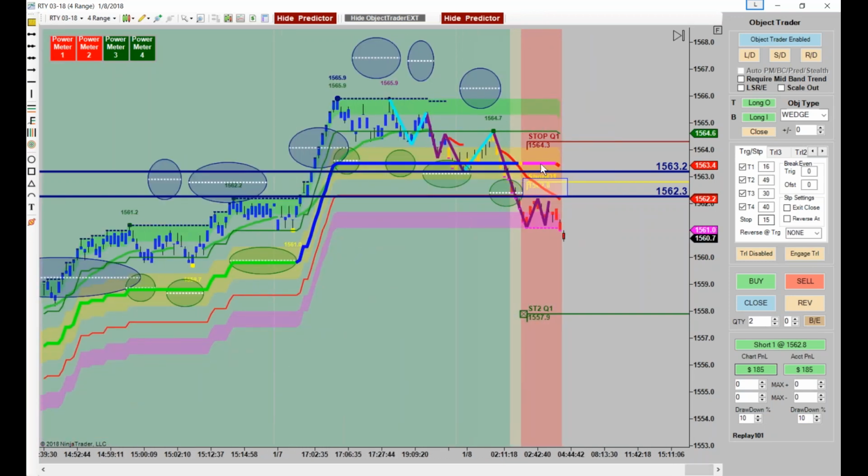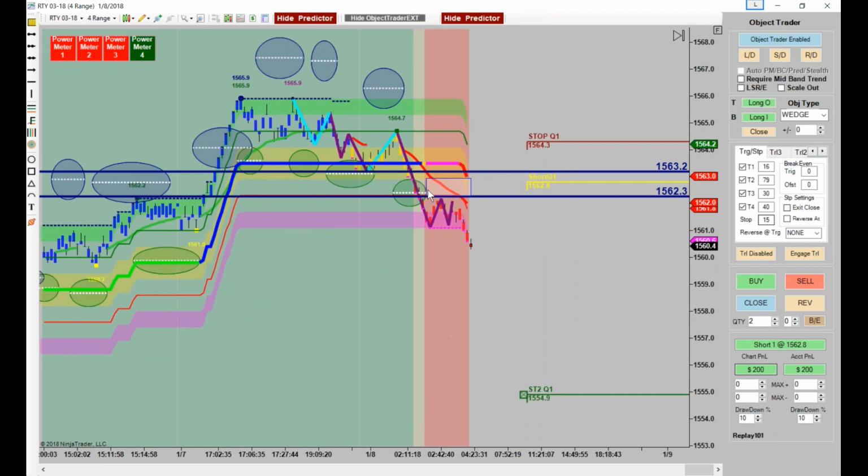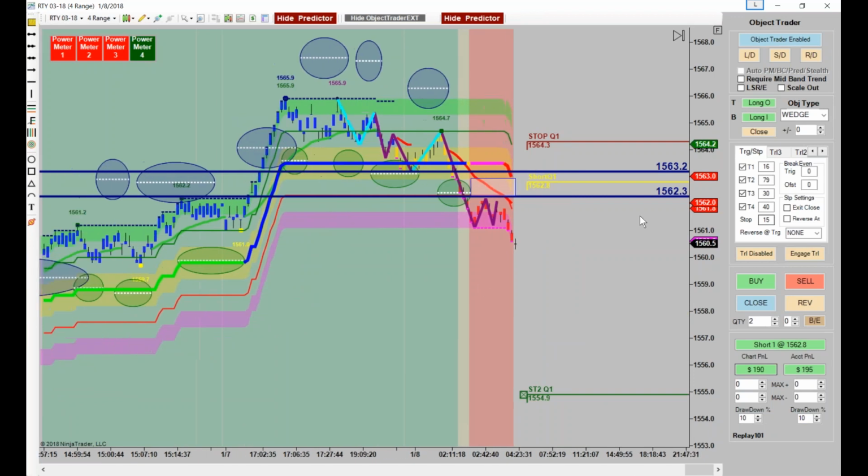Red stealth, tilting down on the midband, everything. I mean, it's definitely a downtrend. Let's go ahead and get this out of the way. And oh, our little region disappeared because we changed it to a wedge.